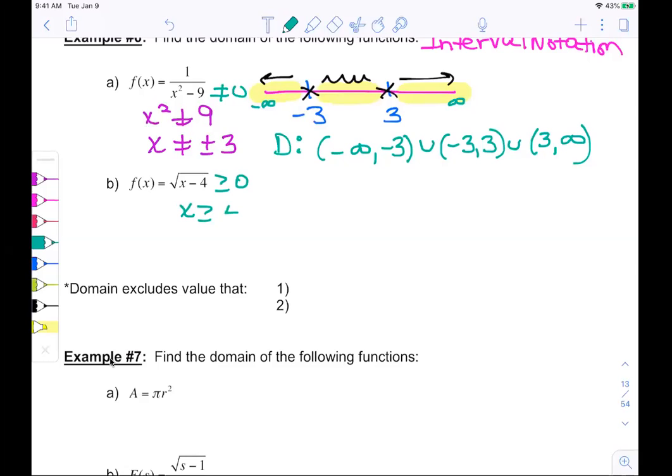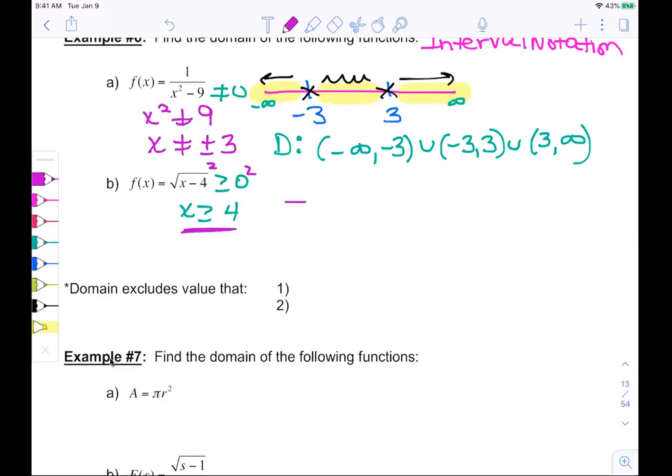Yeah, it'd have to be bigger than 4 because I'd square both sides to get rid of the square root, which leaves me x minus 4 is greater than or equal to 0. Swing the 4 to the other side, and then we get x is greater than or equal to 4. So this is my inequality, but we need to write that as an interval.